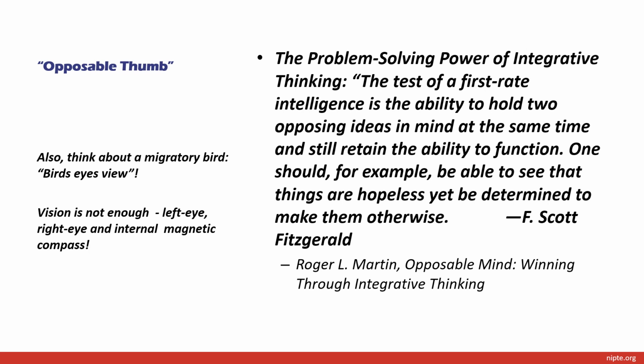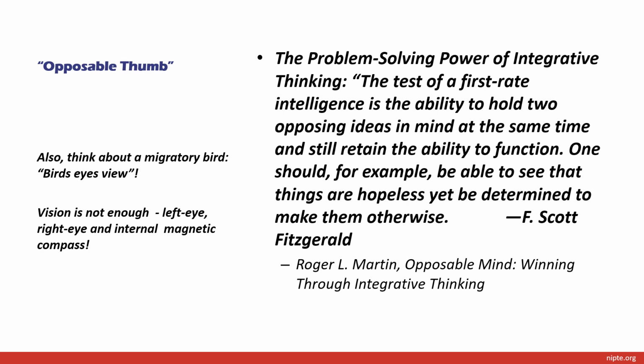But also think about a migratory bird's eye view. What we learn from that analogy is vision is not enough. A bird keeps its left eye focused very precisely on where its food is coming from, to pick out insects and grains from an environment where it's very hard to see them, but it keeps one eye on the big picture. But a migratory bird also has to migrate in uncertainty, in darkness. So it also has an internal magnetic compass.